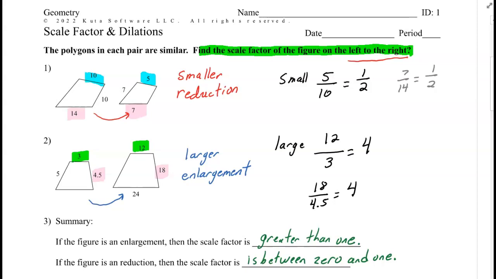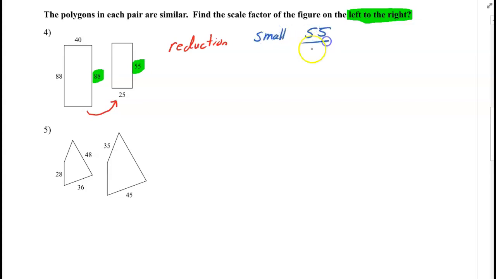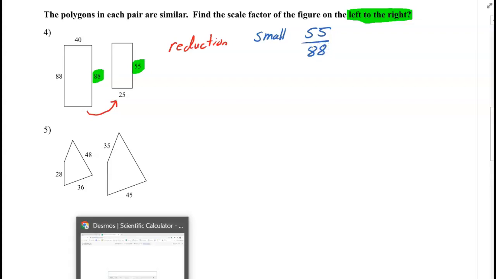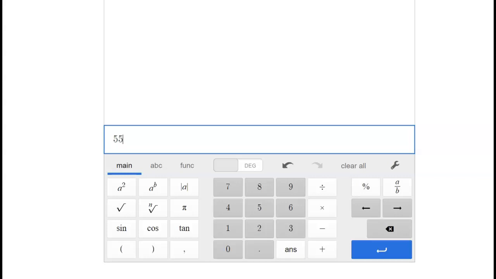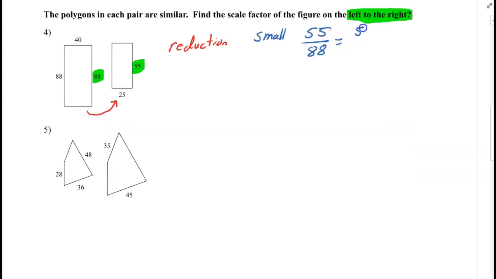Let's look at the next couple problems. Again, we want to find the scale factor from left to right. If you want to pause the screen and try these problems on your own, please do so. In problem number 4, this is a reduction. So I'm going to look for the corresponding sides. The 88 goes with the 55. I'm going to put the small number in the numerator since it's a reduction, so 55 over 88. If you use your Desmos calculator, 55 divided by 88, you can press the fraction button over to the side. It becomes 5/8. So this reduces to 5/8.